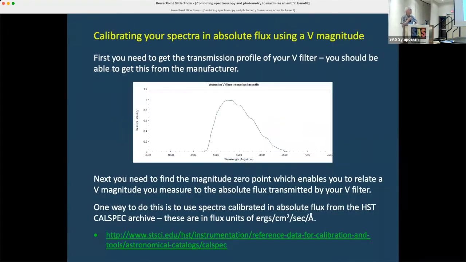Next slide, please. So how do we do all of this? I've talked a lot about calibrating absolute flux, but how would you, if you wanted to do it, go about it? Well, the first thing is really to get the transmission profile of the V filter you're using.